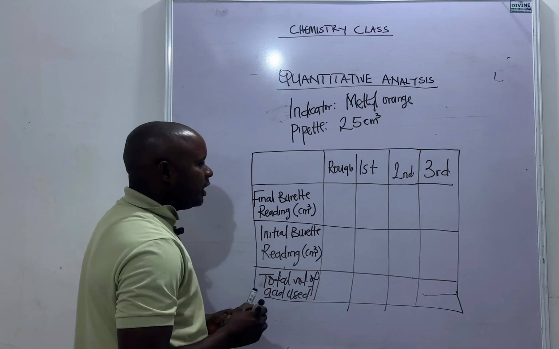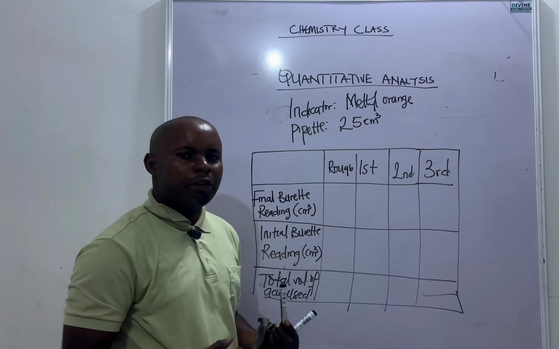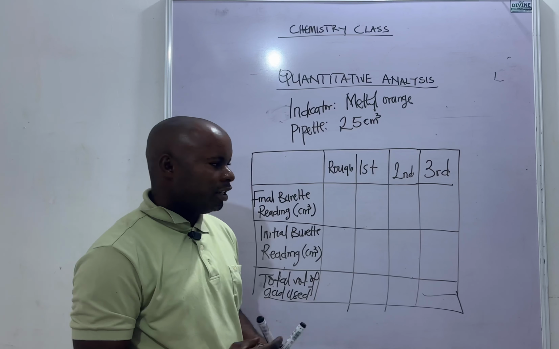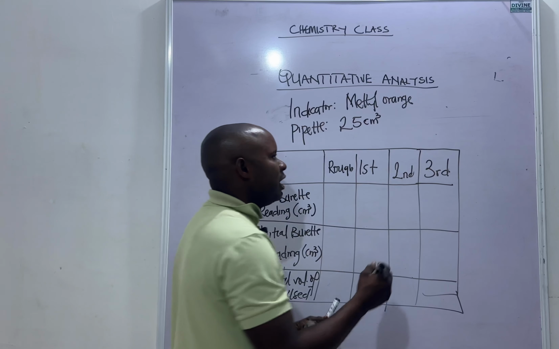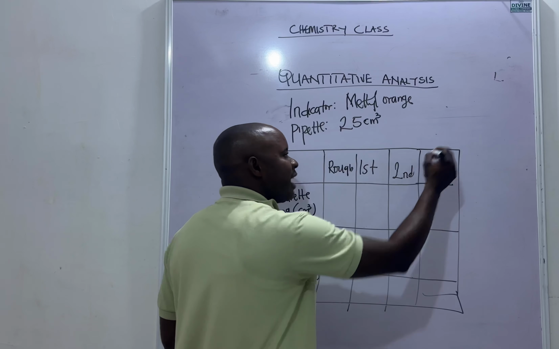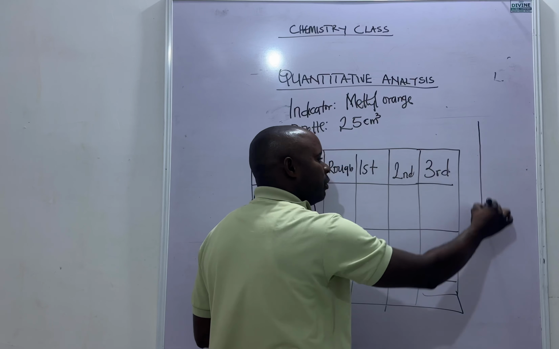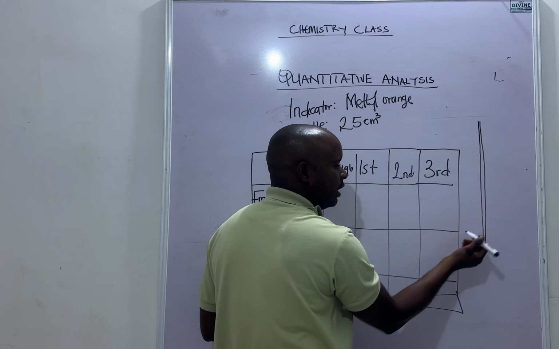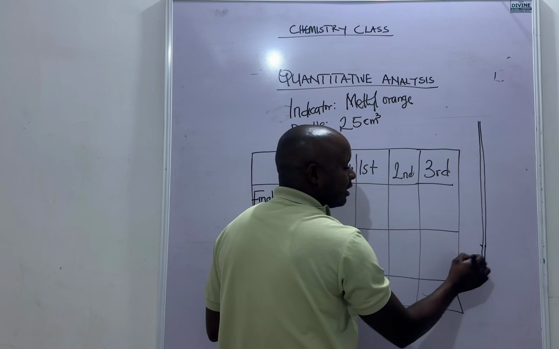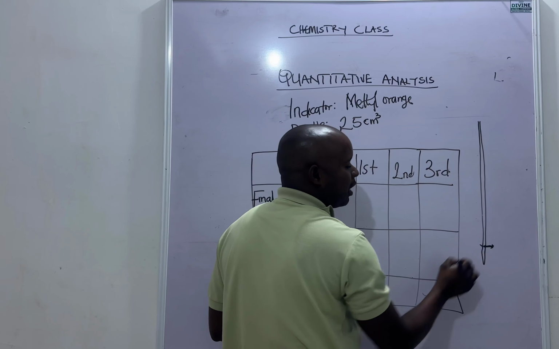So what is the essence of this rough? The essence of this rough is to fast track your work. That is to say, as you are titrating, for instance, they say you should place the acid in a burette. A burette is always held by a retort stand. So you have a tap here that you can release.